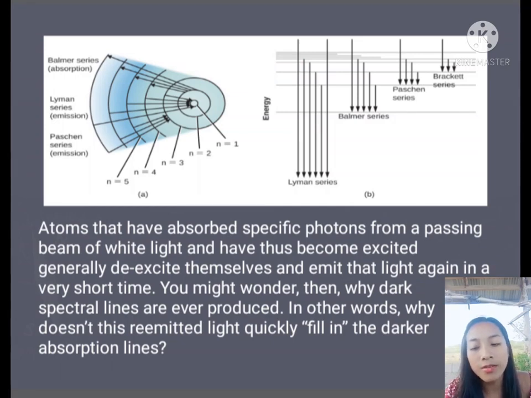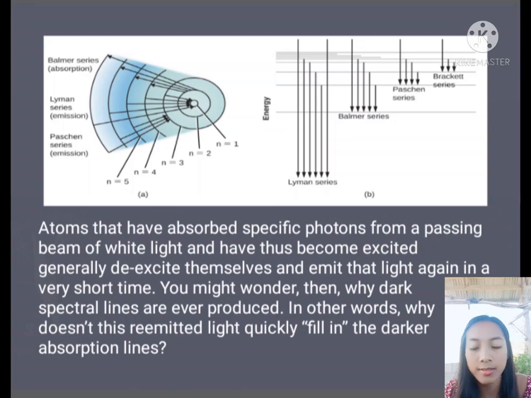Atoms that have absorbed specific photons from a passing beam of light and have thus become excited generally de-excite themselves and emit that light again in a very short time. So you might wonder then why dark spectral lines are ever produced. In other words, why doesn't this emitted light quickly fill in the dark absorption lines?